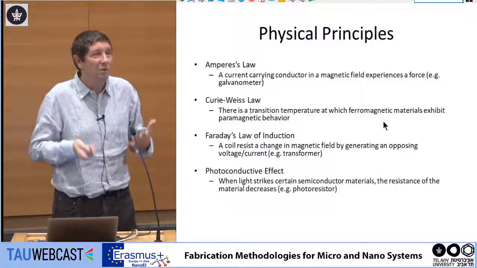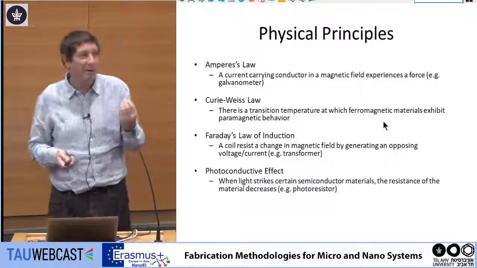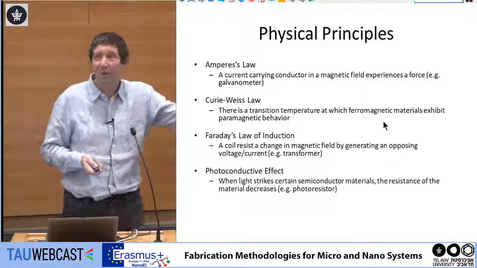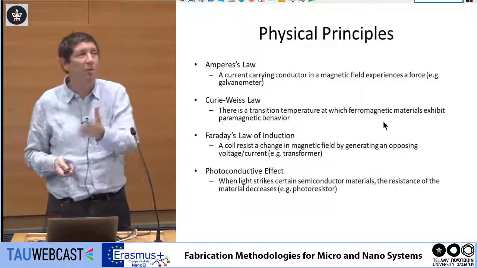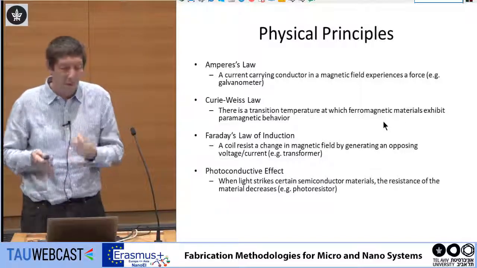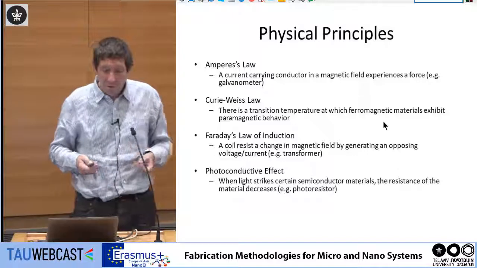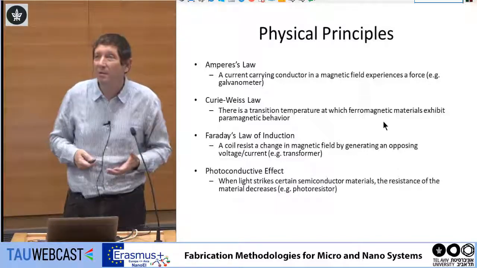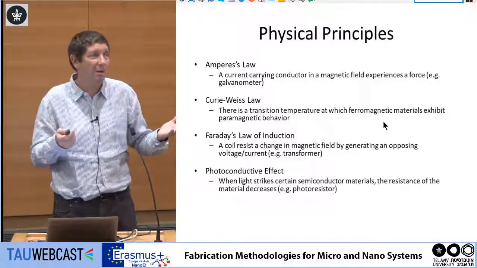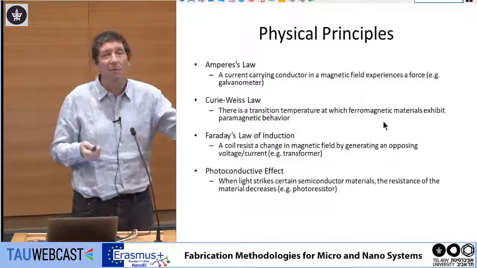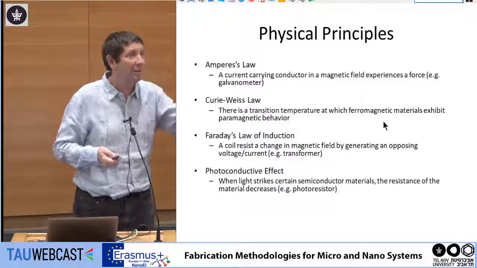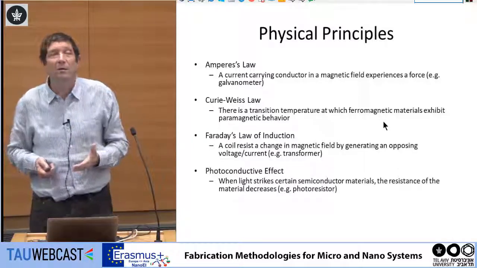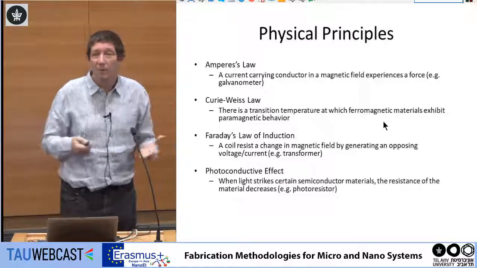And one of the basic fundamentals of sensors is to find the right physical effect and to use it to detect whatever you want to detect. And in this example, I gave you that you can use Ampere's law or Faraday's law to detect magnetization. For the same target, if you want to detect magnetic properties, you can use different phenomena.